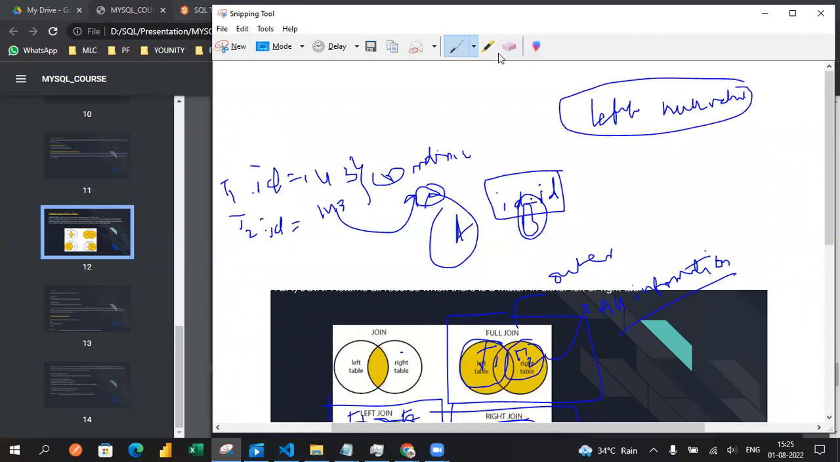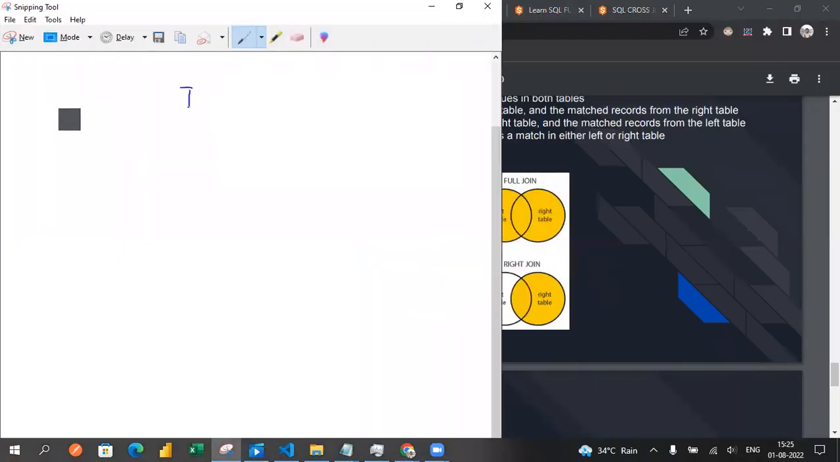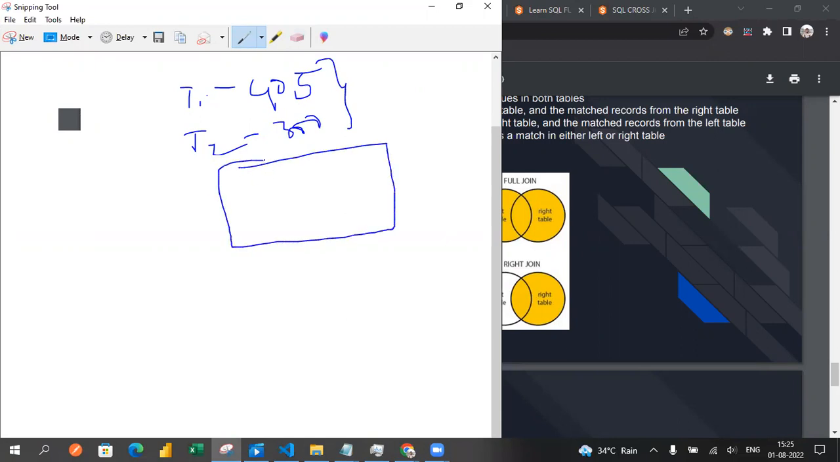Suppose I have a data set with different counts. Suppose table 1 has a count of 405 and table T2 consists of only 300, the count of records or rows. At the time you join with the left join, it will create the result with 405 values. But in the right join, it will create 300 and the remaining part is discarded.